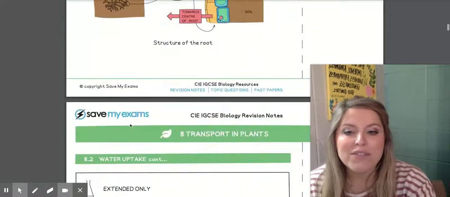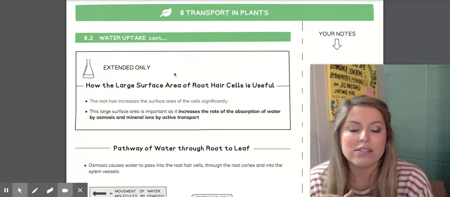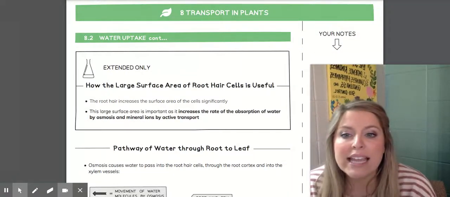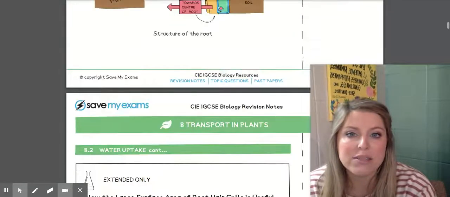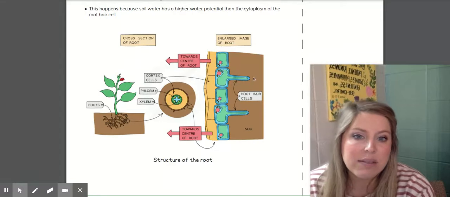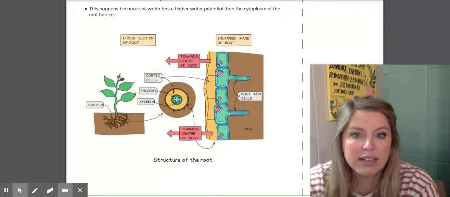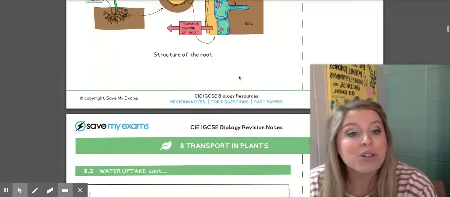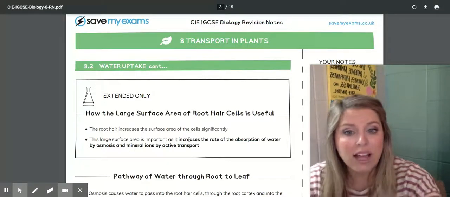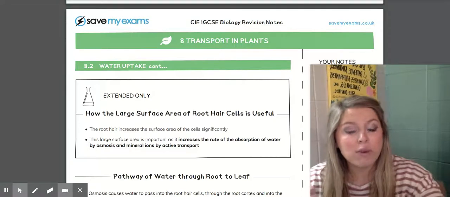Now, there's a very important aspect of root hair cells that make them useful. They increase the surface area for cells significantly, because if you come look at this picture, you can see that every time this little extension comes out, the cells are larger than, let's say, the cell behind it, because this increases surface area. The more surface area that you have, the higher the rate of absorption of water by osmosis, because there's more area for water to come in.